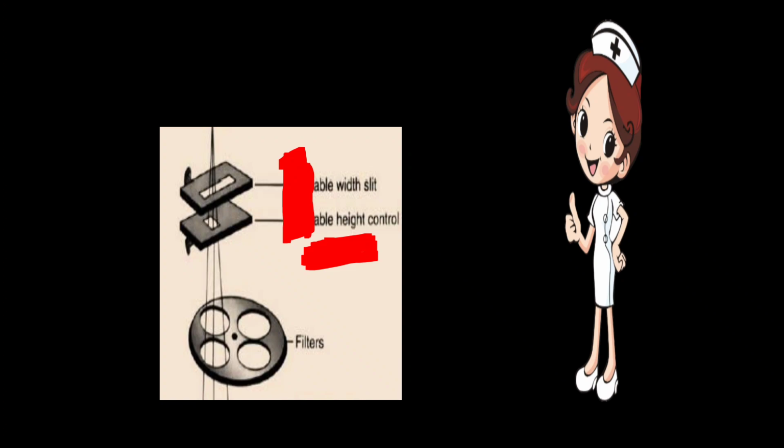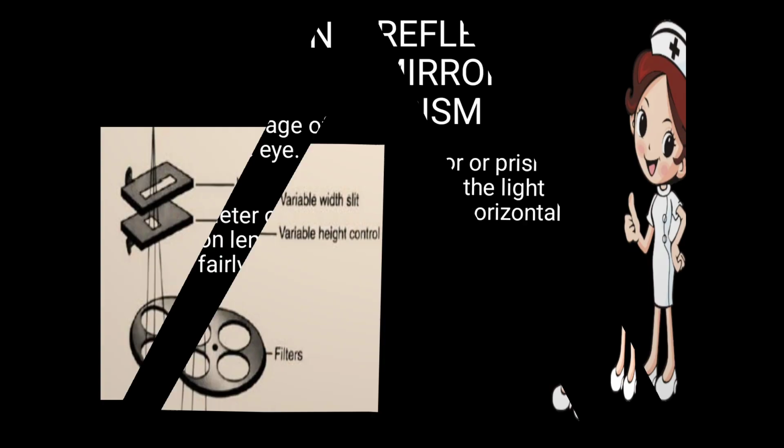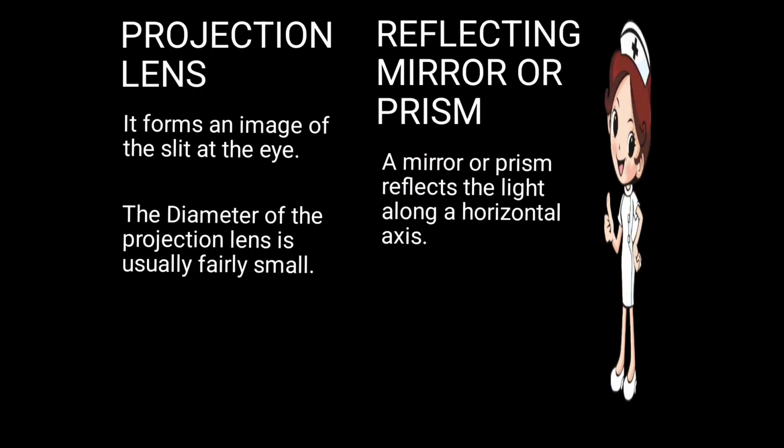And next, yellow filter is mostly used in this slit lamp. Next one is the green filter for examining the retina sometimes, and these kinds of filters are present here for examining the different parts of the eye. Next one is the projection lens and the reflecting mirror or the prism.